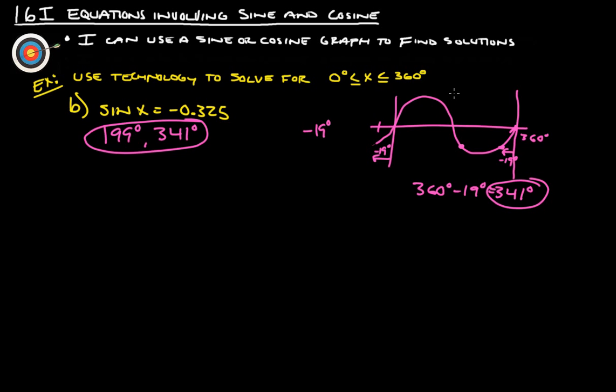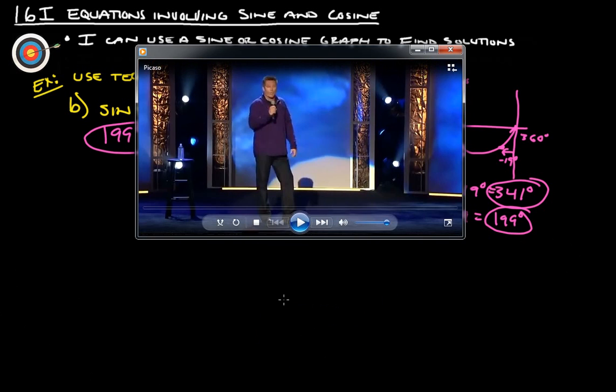We also know that this here is 180 degrees, and then this distance from here to here is also going to be 19 degrees. So we can do 180 plus 19, and that's where we get our 199 degrees. All right, so that is B. Let's take a little video break, and then we'll take a look at C.